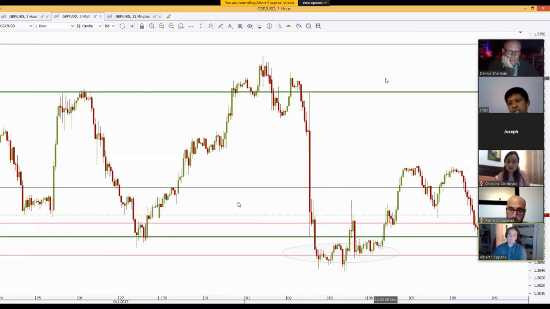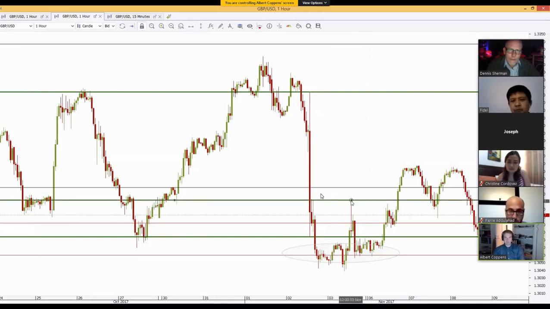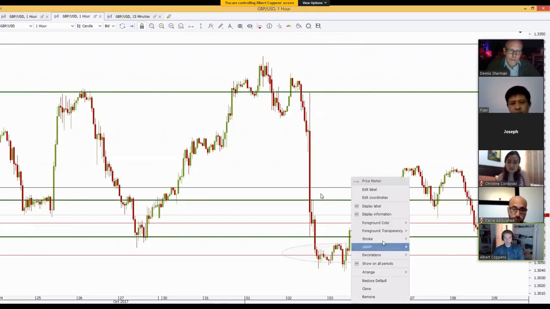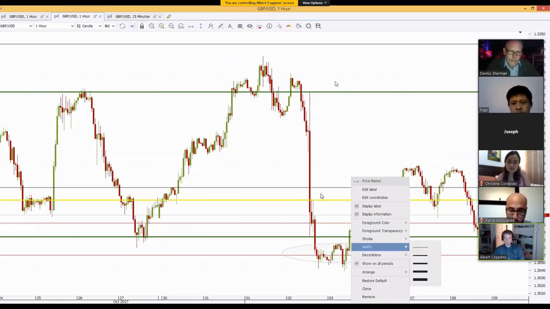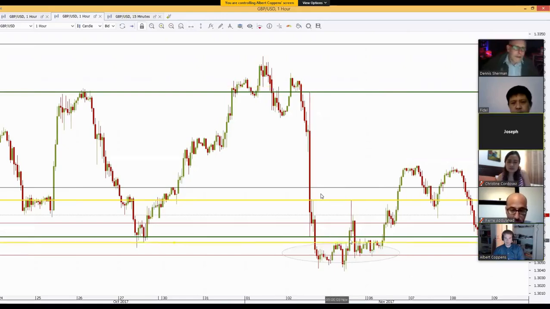So there we go. Those are the levels of interest rate decision of November. And then we still have the NFP levels of November. Let me make this one yellow. Is that okay? Yeah. So if you look, the low of the interest rate decision of November is exactly the same as the low of the NFP of November.